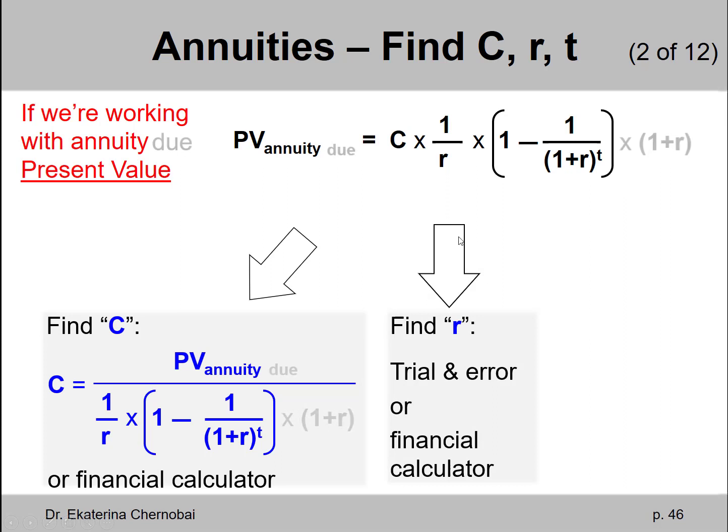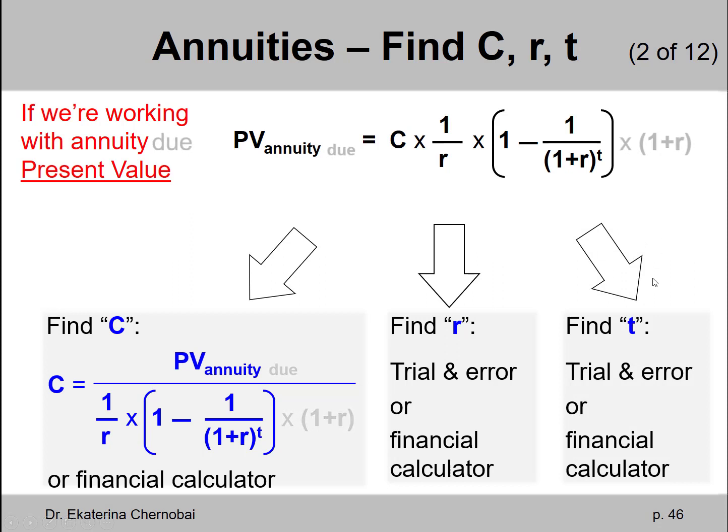Then maybe instead we know the cash flow amount, we know the annuity present value or annuity due present value, but we don't know the interest rate. There is no formula that allows us to easily solve for the interest rate, so you do trial and error. The easiest way would be using the financial calculator, where you would be computing IY.